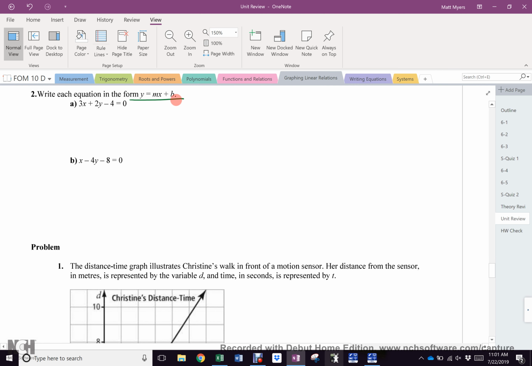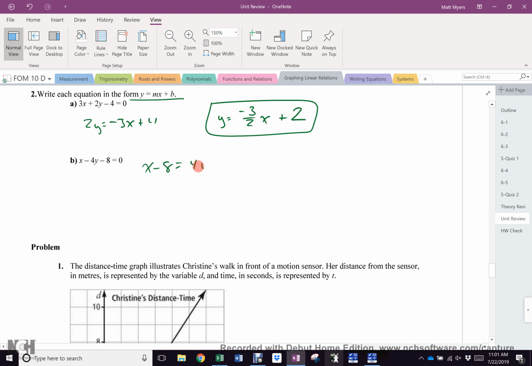How do I do that? I isolate y. y is already positive. Should I move it? No. 2y equals negative 3x plus 4. y equals negative 3 halves x plus 2. x minus 8 equals 4y. 1/4 x minus 2 equals y. 1 mark for each because all you had to do was algebra.